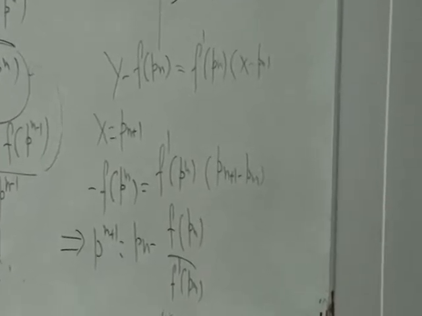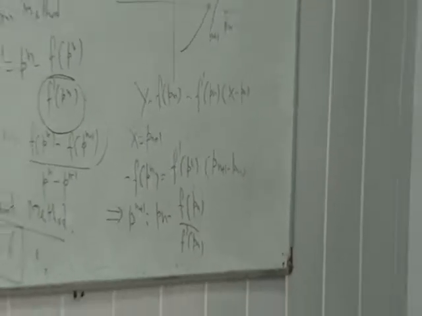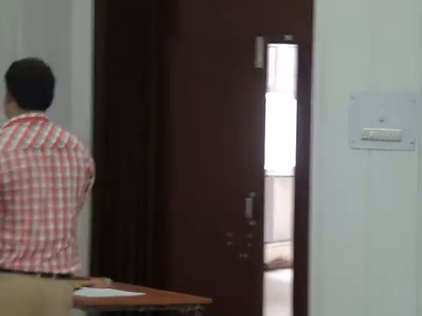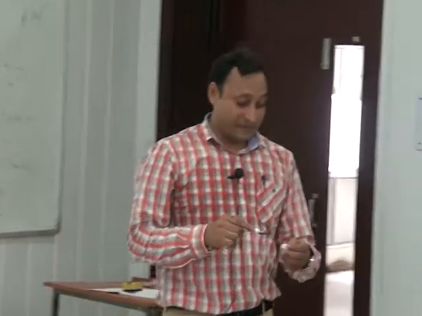Now use the same idea that we used for the regular falsi function. In place of the tangent, I will take a secant line which passes through Pn, Fpn and Pn plus 1, Fpn plus 1. So the only change comes here, in f dash Pn. This is the slope of the tangent. Now you replace this by the slope of the secant line.